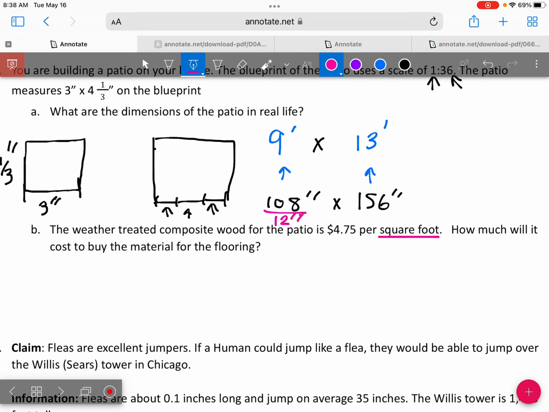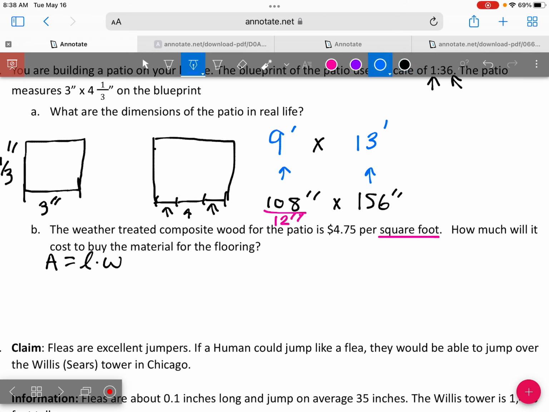From there, they're talking about the cost of building it. The special weather-treated composite wood for the patio is $4.75 per square foot. So we want to know how much it's going to cost to fill it, to do the area. First things first, I need to find the square footage of this house. How do I find the area of a rectangle? Length times width.